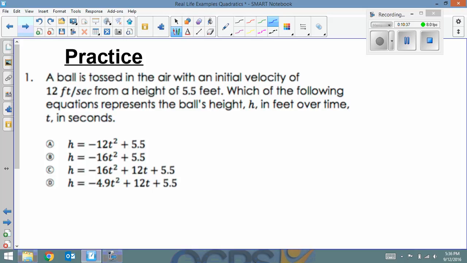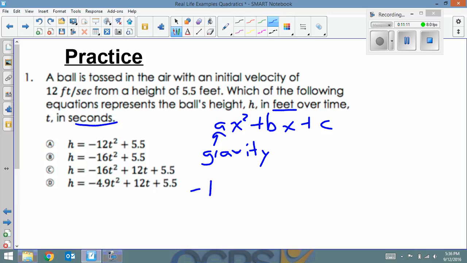All right, here's a practice problem for you. If you want to pause and try it on your own before you answer, please do so. A ball is tossed in the air with an initial velocity of 12 feet per second from a height of 5.5 feet. Which of the following equations represents the ball's height in feet over time? So remember, it's ax squared plus bx plus c. A stands for gravity. There's 2 types of gravity, so you've got to figure out which one you're dealing with. We're dealing with feet over seconds, so the gravity we want to use is negative 16x squared.